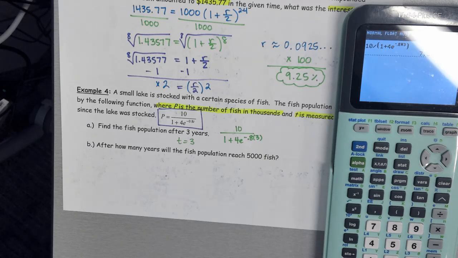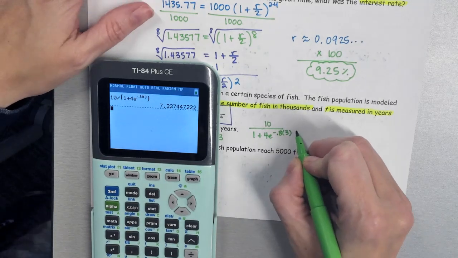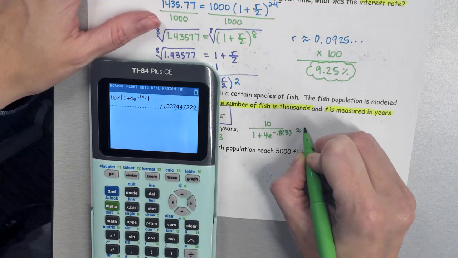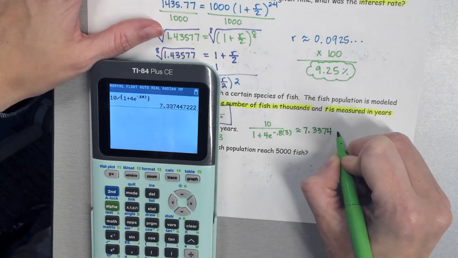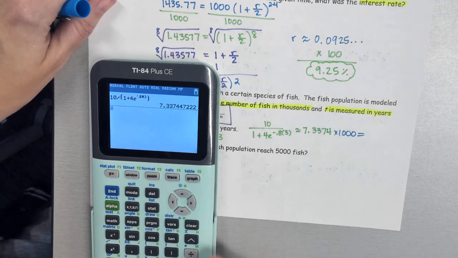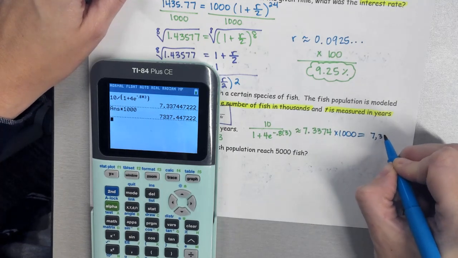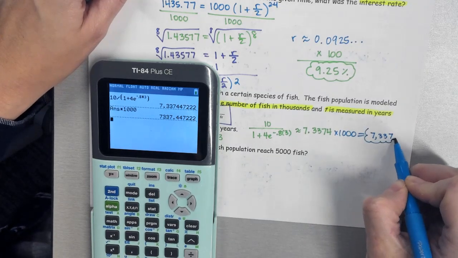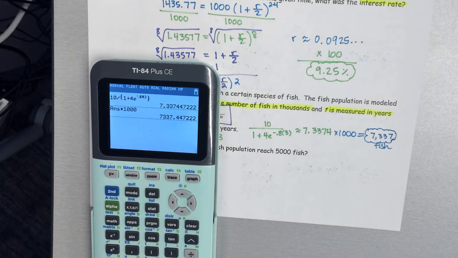You think that they're going to stock it with 7 fish? Oh, because I think people would be pretty mad, right? There wouldn't be a lot of fish. Yeah, it says in thousands. So we have to take this value and do what? Multiply by 1,000. And then you can round to just the nearest fish here. That's a lot of Nemo.